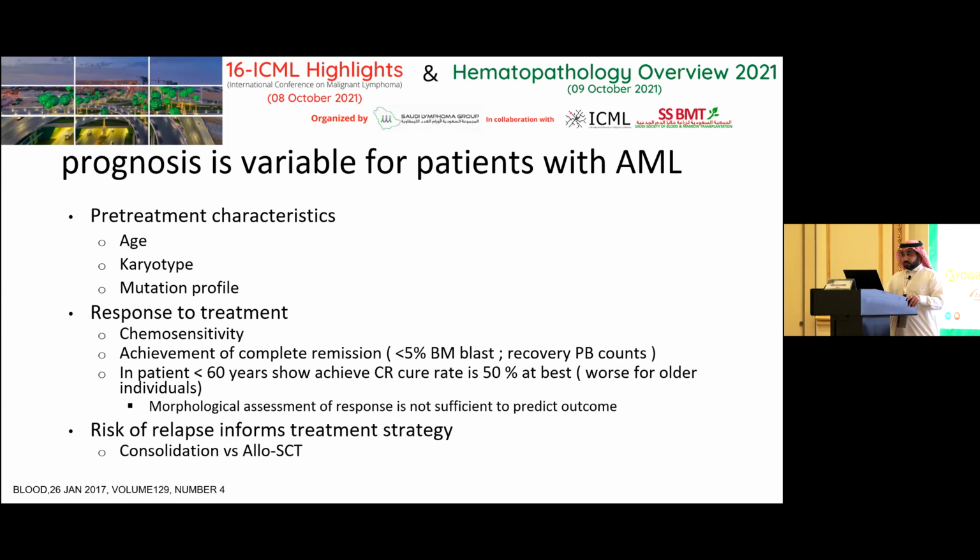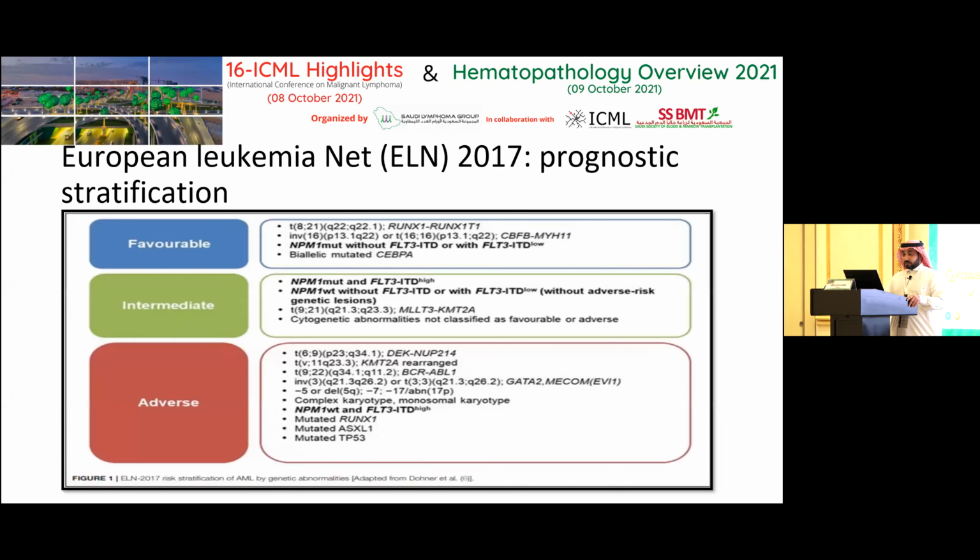Prognosis is variable for patients with acute myeloid leukemia, depending on pre-treatment characteristics like age, karyotype, mutation profile, response to treatment, chemosensitivity, and achievement of complete remission. In patients less than 60 years, achieving CR shows a cure rate of 50%. Morphological assessment of response is not sufficient to predict the outcome. Risk of relapse informs the treatment strategy for consolidation or stem cell transplantation.